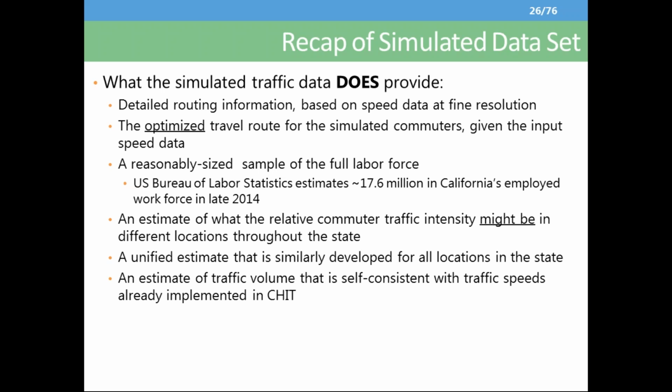This is really only an estimate of what the commuter traffic intensity might be. It is, however, a unified estimate that's similarly developed for all areas in the state. That's actually difficult to achieve regularly. Throughout the state, there are a number of different organizations that do different planning and keep track of these data in different ways. So that was part of our early difficulty in being able to implement something like this. And it does provide an estimate of traffic volume that is self-consistent with the traffic speeds that are already implemented in other ways through the CHIT tool.